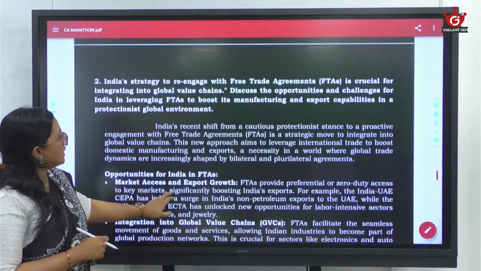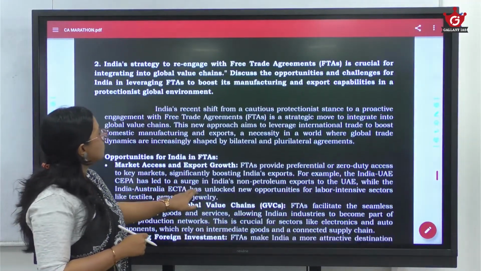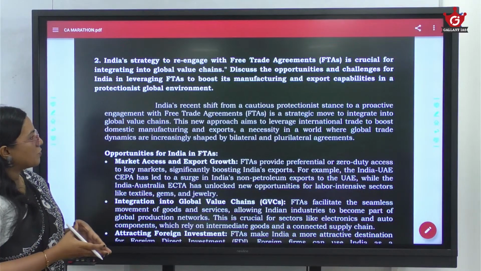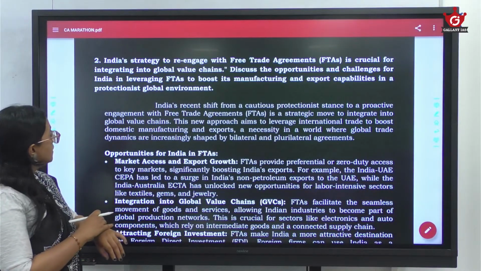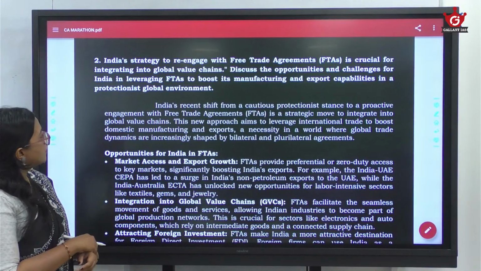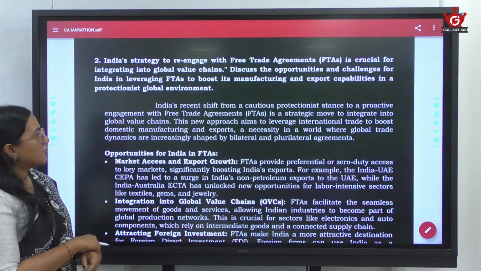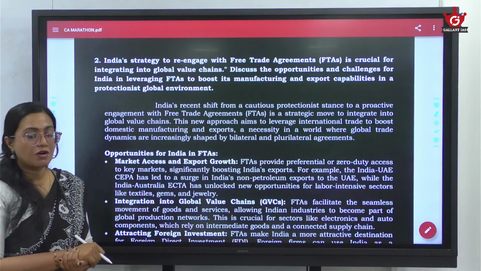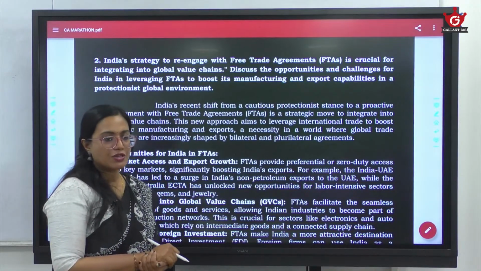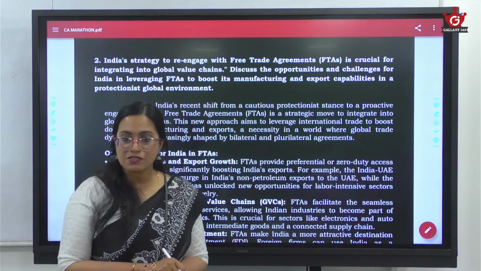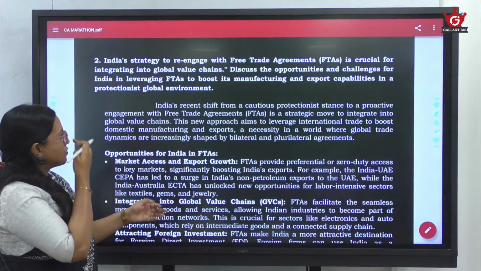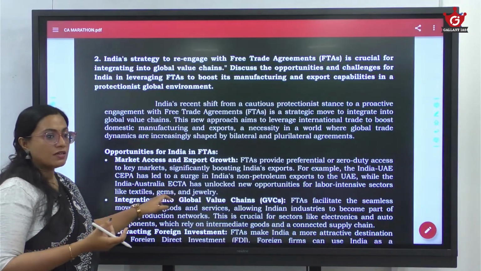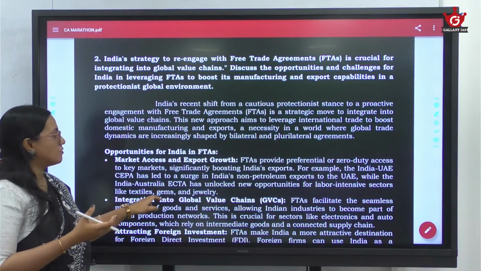India's strategy to re-engage free trade agreements is crucial for integrating into global value chains. Discuss the opportunities and challenges for India in leveraging the free trade agreements to boost its manufacturing and export capabilities in a protectionist global environment. The question is about the free trade agreements. So you can mention the free trade agreements that India has recently signed with other countries. Discuss the opportunities and challenges. That's what the question focuses on.